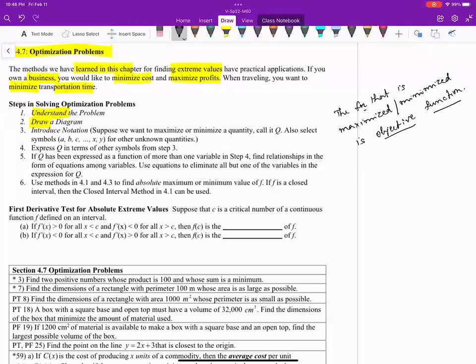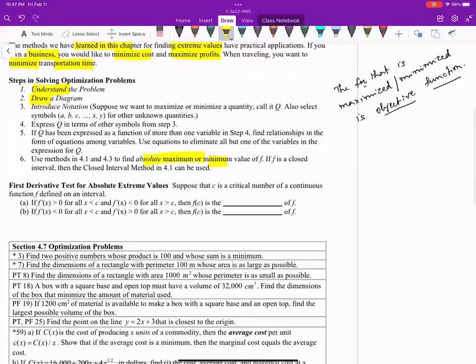Use methods in 4.1 and 4.3 to find the absolute maximum or minimum value of f. If f is on a closed interval, then use the closed interval method to find the absolute max and absolute minimum.